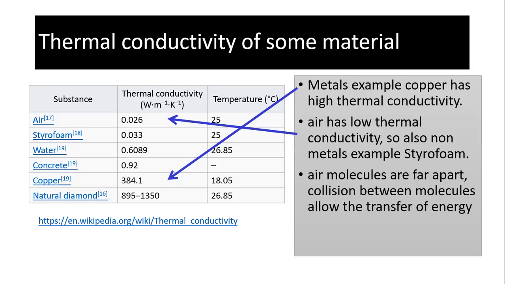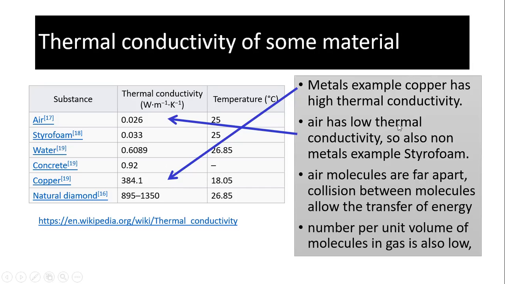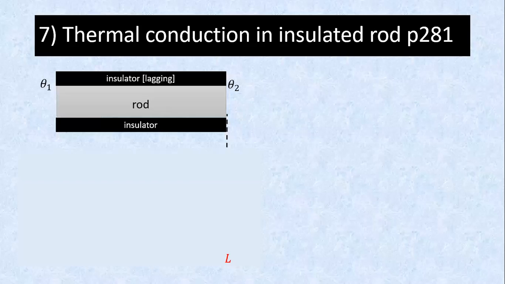It is an insulator. So they collide to transmit the energy. They are far apart, so it takes time to collide. And then the number of molecules is also low. Number of molecules per unit volume is also low. That's the reason why it's a poor conductor. Okay, thermal conduction in insulator rod, in your book.